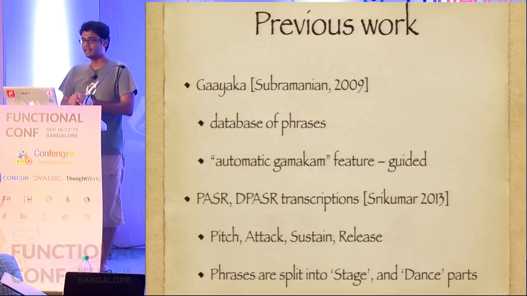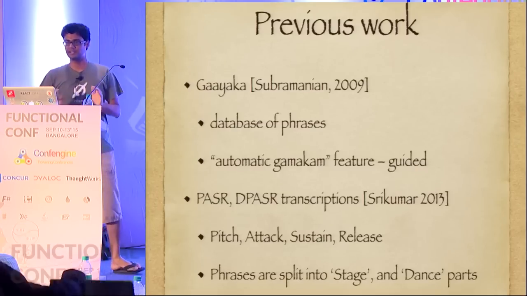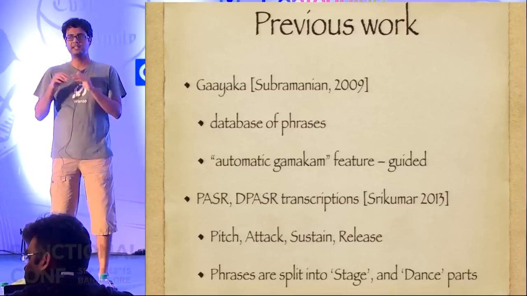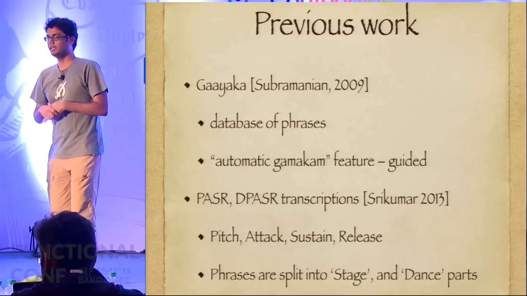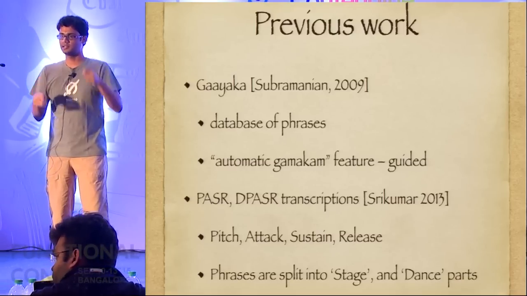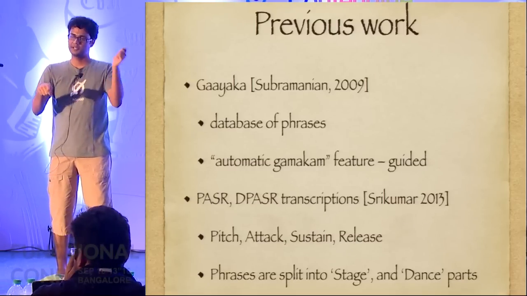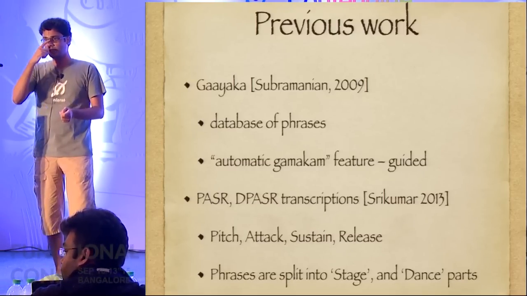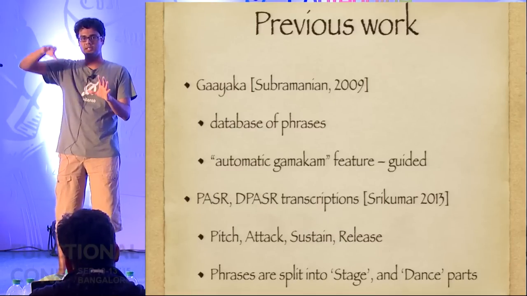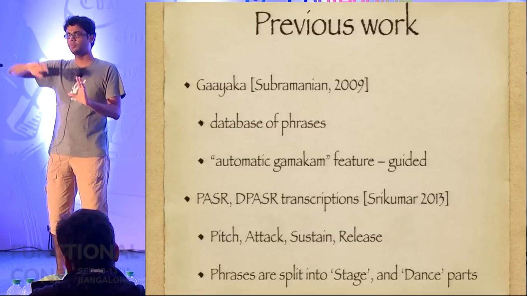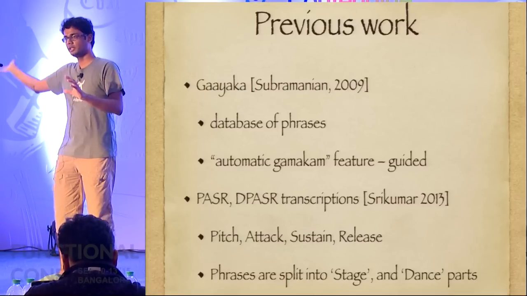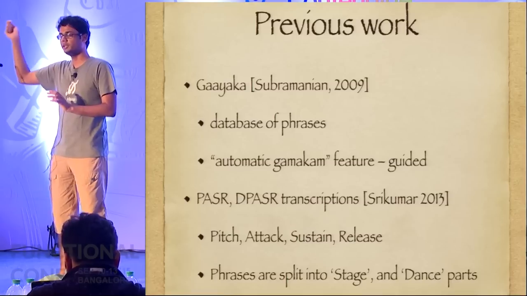So what Gayaka has is basically a database of phrases. For a given raga, it computes all the possible combinations of triplets, a triplet being a note, its preceding note, and its succeeding note. Given the context of these three swaras, it figures out the possible phrase, or the possible gamakas for this phrase. For each phrase, it can have a list of such gamakas, and it has a probability to weight each of them.